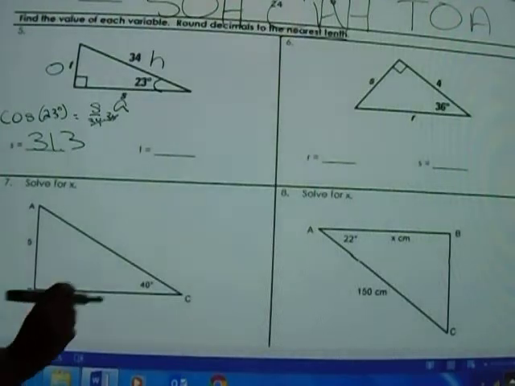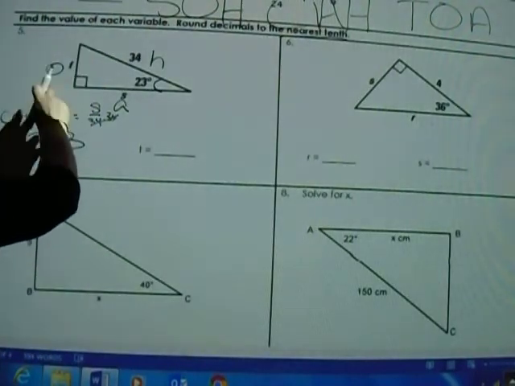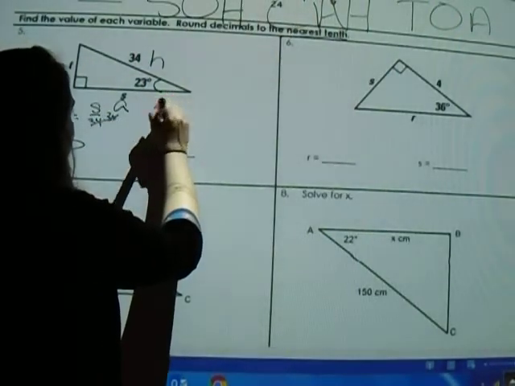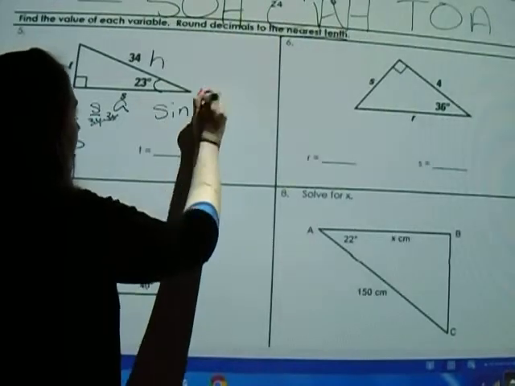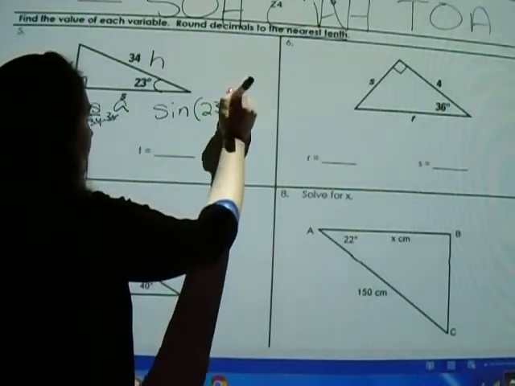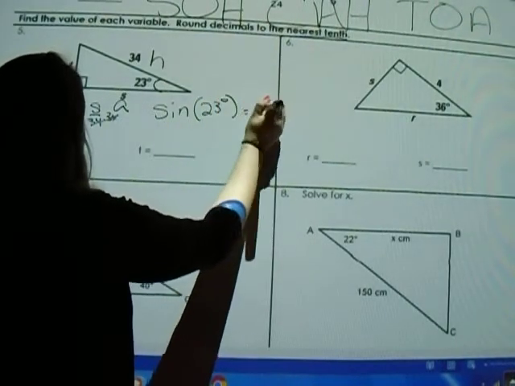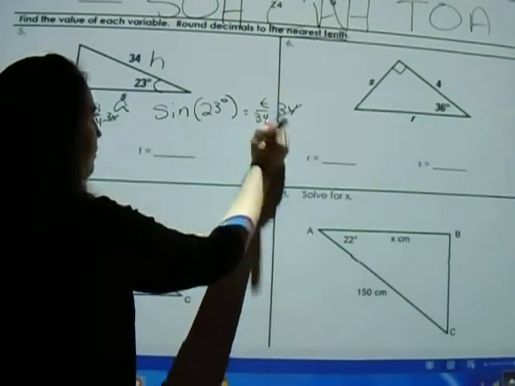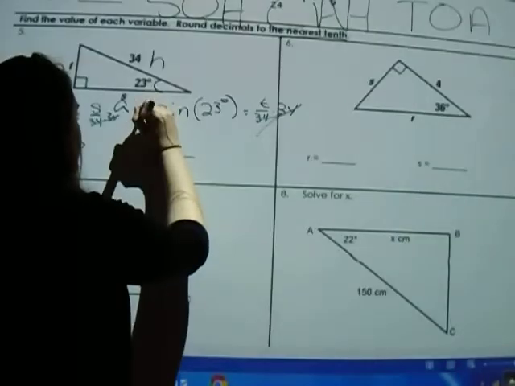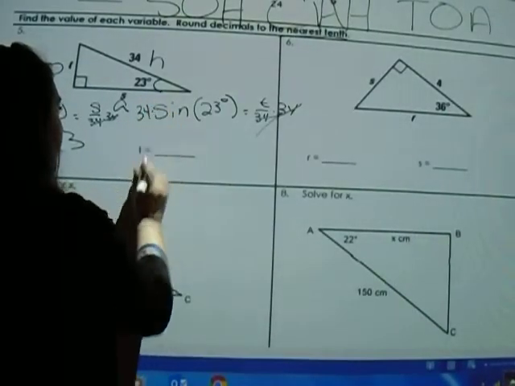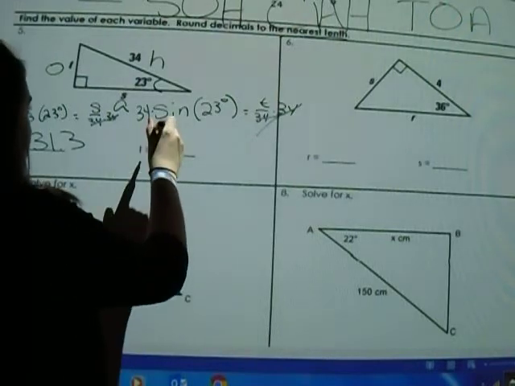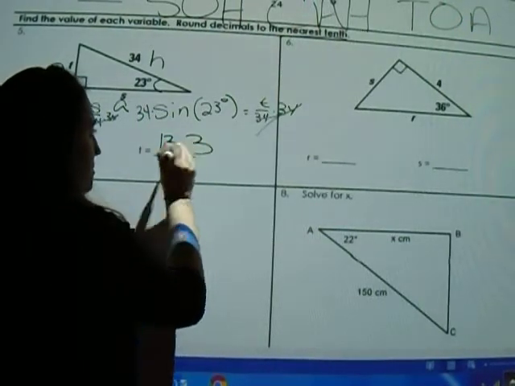In order to find t, we see opposite and hypotenuse. So we're going to do sine, right? So sine of 23 degrees equals t over 34. Multiply both sides by 34. Once again, 34 times sine of 23 degrees, which equals 13.3. Okay?